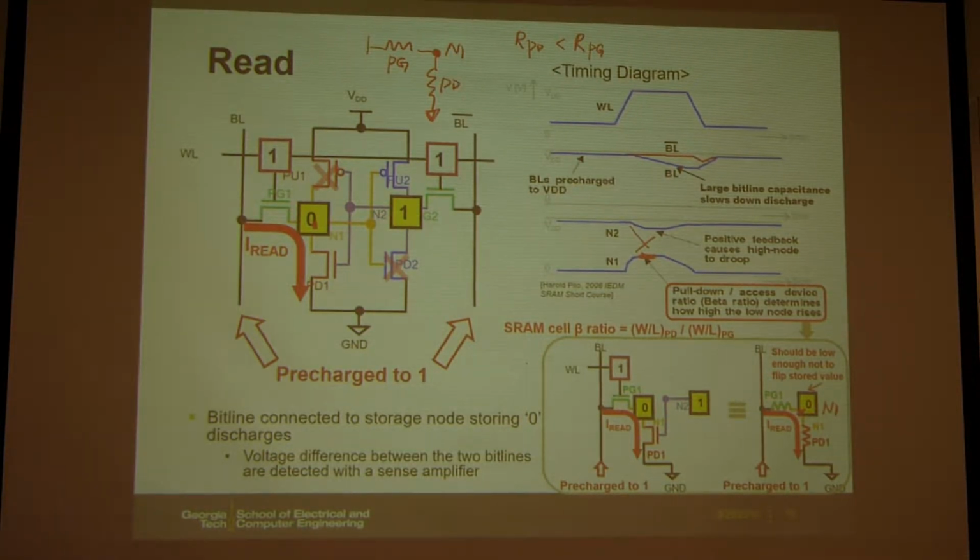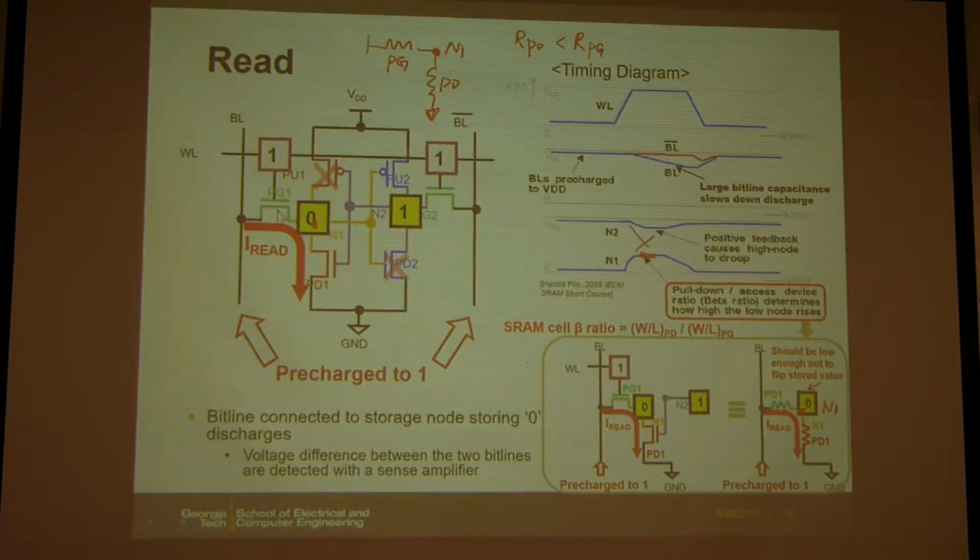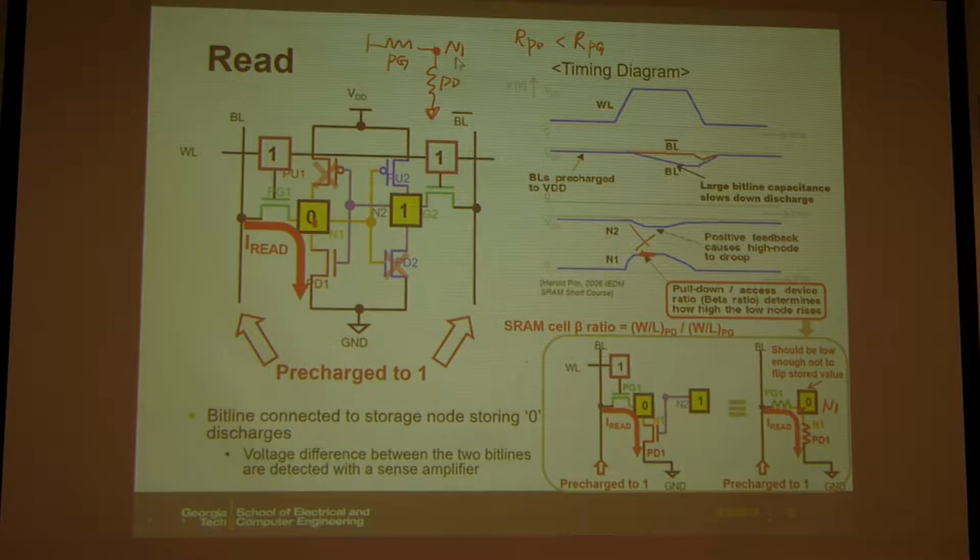Once you do that, then depending on the data pattern you store, for example, in this case, N1 is 0 and N2 is 1, then on the left-hand side, this PG1 and PD1 will be on. And you will have the discharge current from the bit line to the ground. Since those two transistors are in series, you can approximate that as two resistors to the first order. So then this N1 node is a voltage divider.